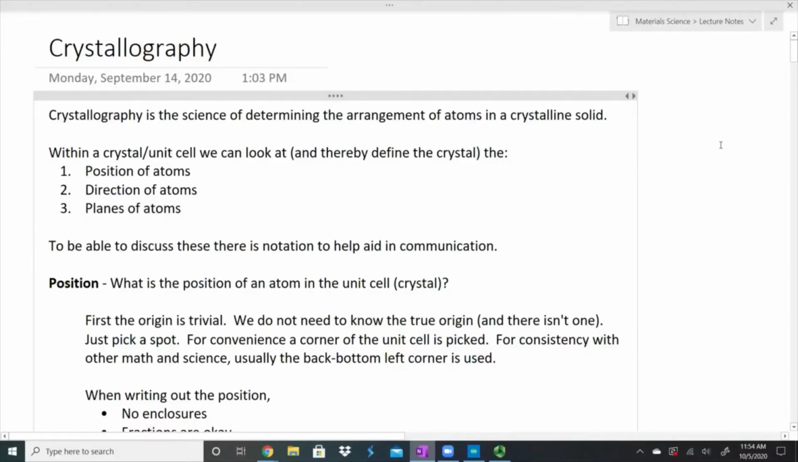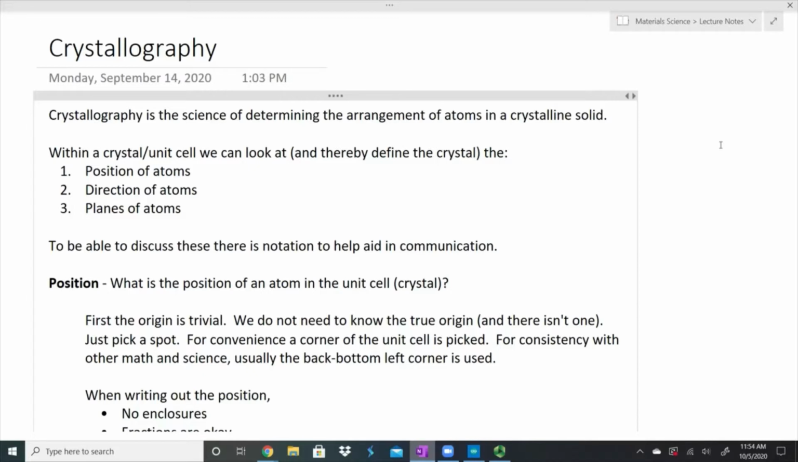Today's topic is going to be on crystallography. Crystallography is the science of determining the arrangements of the atoms in a crystalline solid. So what we want to do is look at how we are going to describe this crystal. And remember, a crystal is something that's uniform in each direction.